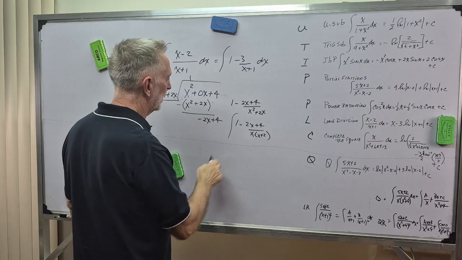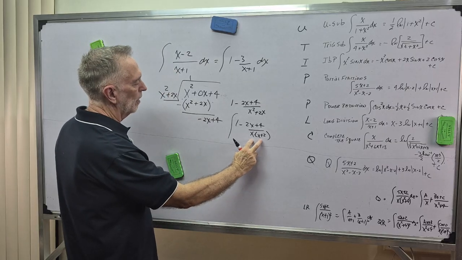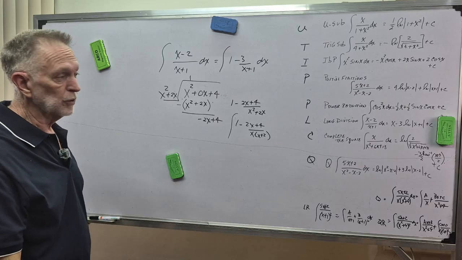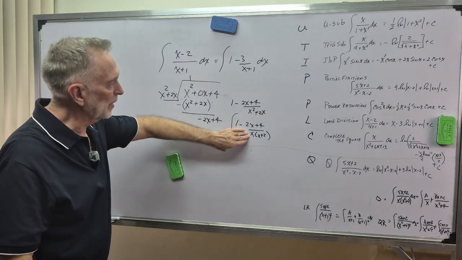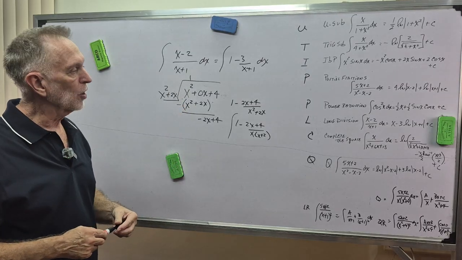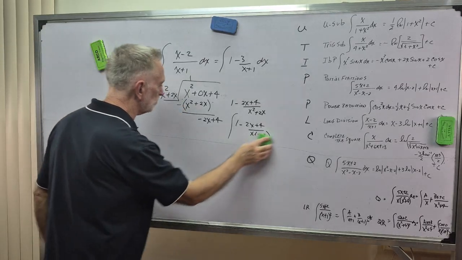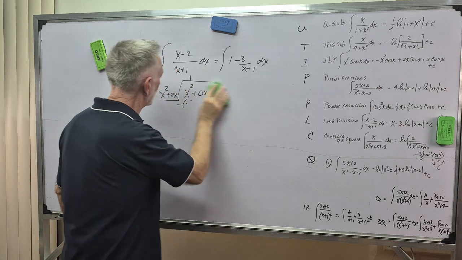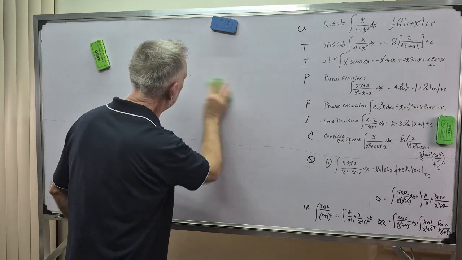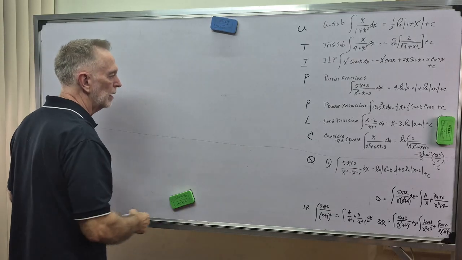So I'm integrating that. Hey, check that out. I could do a partial fraction on that piece of it, couldn't I? But that's long division. Okay. Completing the square.